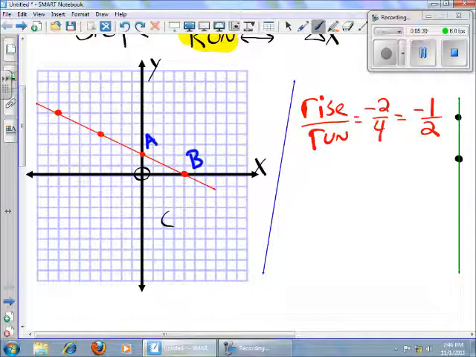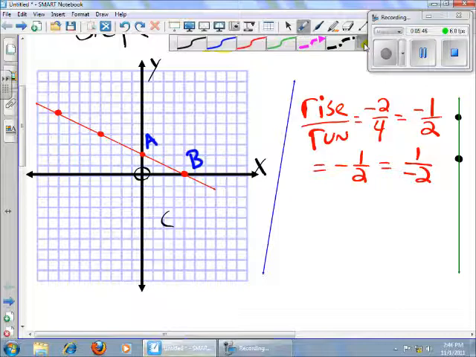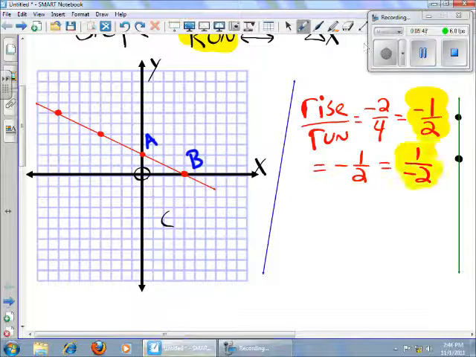That negative could be upstairs, it could be downstairs, or it could be in front of the fraction, which means that this could be that. It could also be this. Depending on which 2 points you picked, you will get one of those 3 answers. If you got any one of those 3 answers, that is perfectly acceptable.